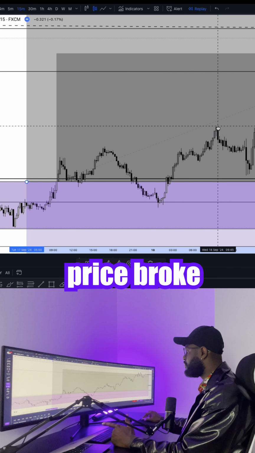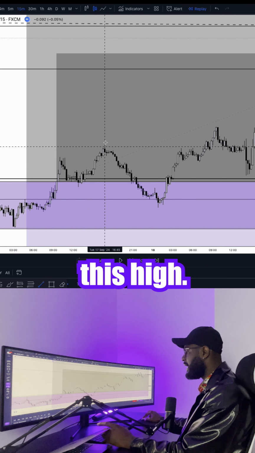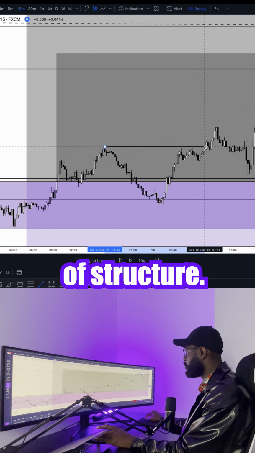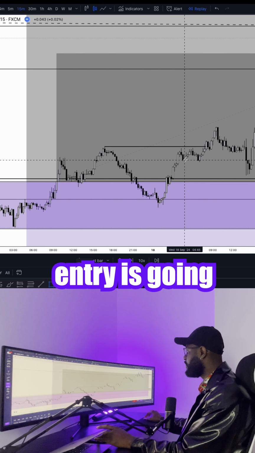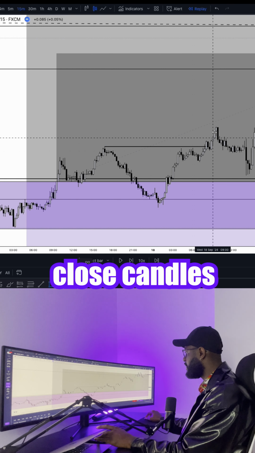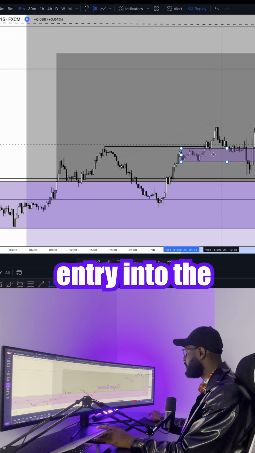The moment price broke this structure right here, the moment we broke above this high, that's a 15 minutes break of structure. Now I'm looking for a second entry. And my second entry is going to be this last down close candle before breaking this structure. That will be my second entry into the market.